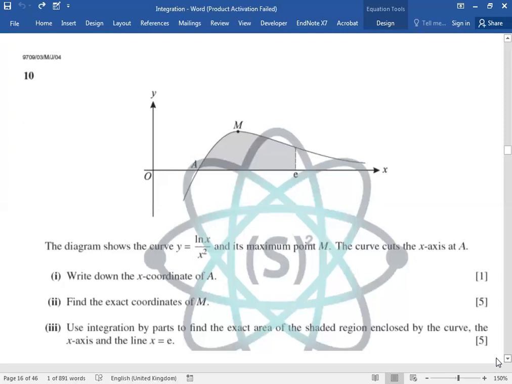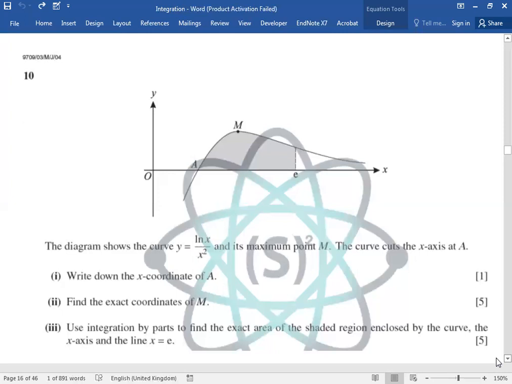How do we find the area of the shaded region? We integrate the entire y, which is ln x upon x square, and what are the upper and the lower limits? What is the upper limit? You can see it in the figure. 9. Lower limit is not 0.